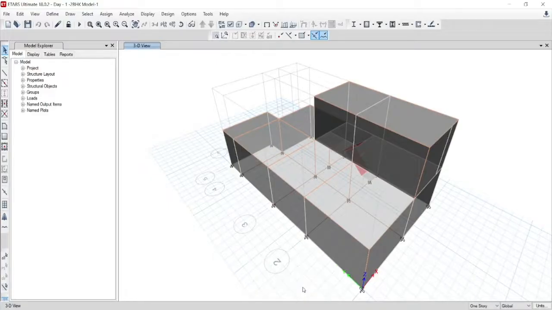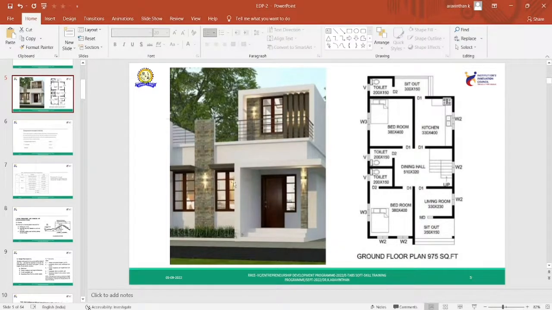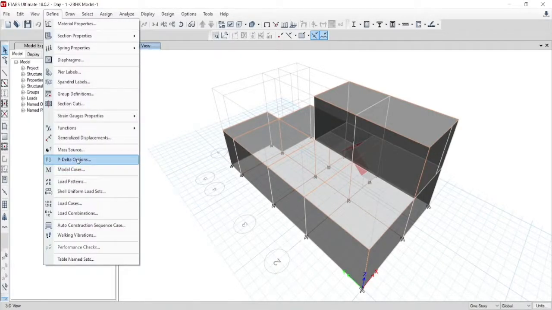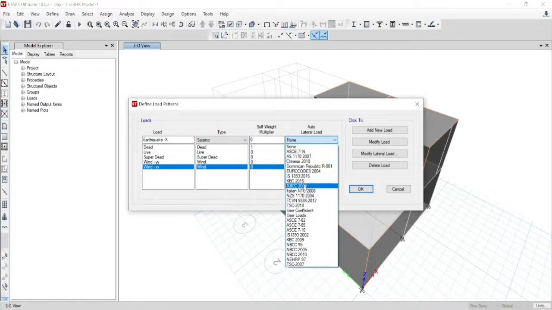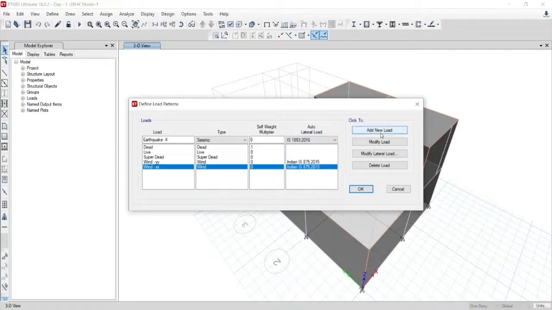Let us come to our problem. So, this is your building in 3 dimensions, and here you have it in 2 dimensions, which is being modeled using this ETABS. Let us start from load patterns. Now you have to introduce 2 loads. What are they? Earthquake load, earthquake in X direction. The type of load will be seismic, and the code we should take is IS 1893 2016. Add new load.